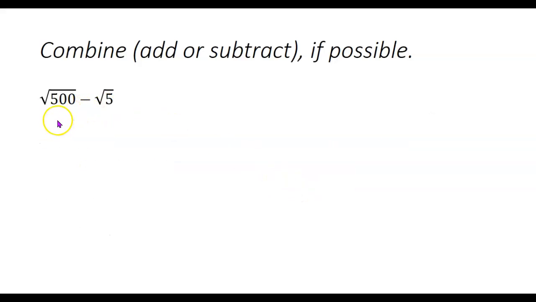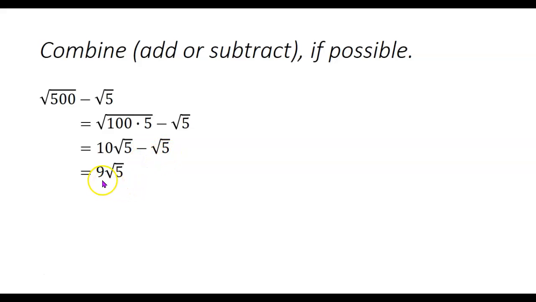How about this one? The square root of 500 minus the square root of 5. Are they like radicals? No. Can we simplify either one of them? Well, 500 can be factored into 100 times 5. So the square root of 100 is 10 times the square root of 5 is just square root of 5. And now we have 10 root 5 minus root 5, and that's equal to 9 root 5.